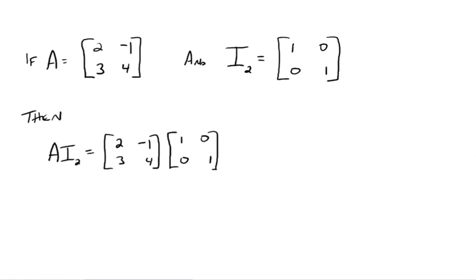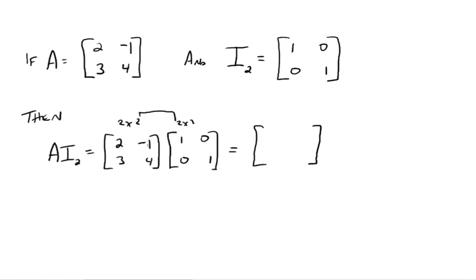Now, what happens if we take the identity matrix and multiply it times another 2 by 2 matrix? So A times I sub 2. Can we even multiply these together? Well, yeah, this is a 2 by 2 and this is a 2 by 2. Remember these are the same, so we're going to get another 2 by 2.